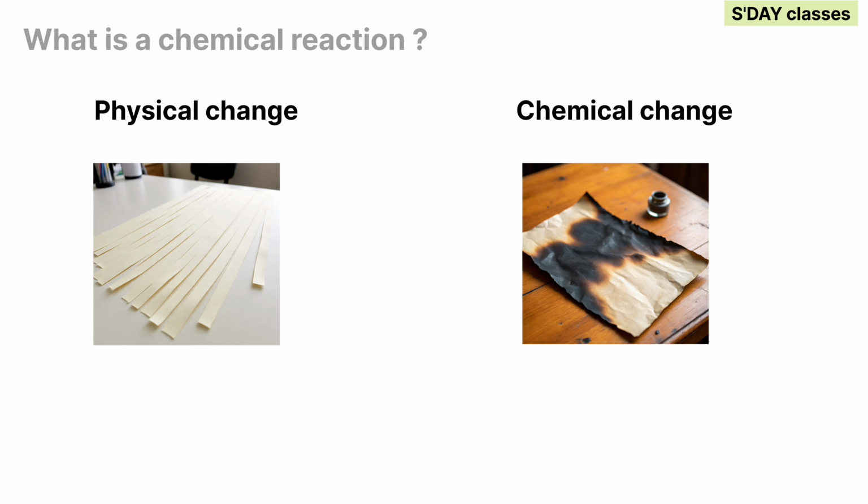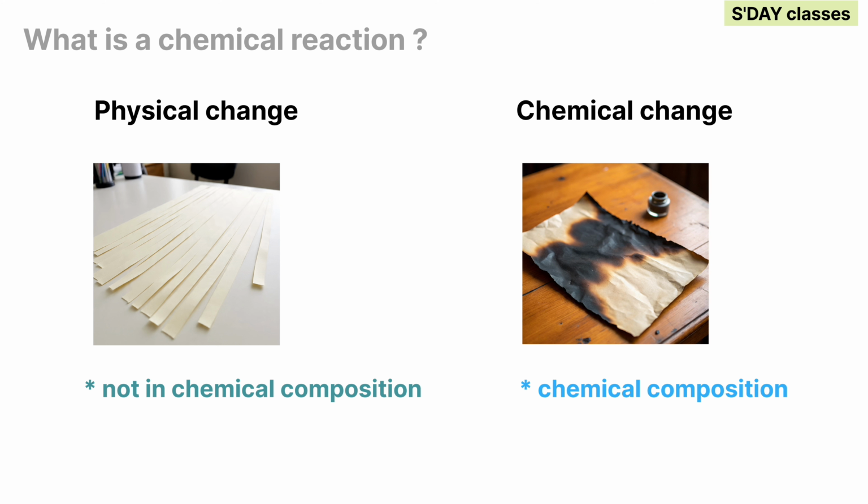In a physical change, there is no change in the chemical composition of a material. The material still has the same properties and behavior. However, in a chemical change, there is a change in the chemical composition. The properties and behaviors of the material also change.